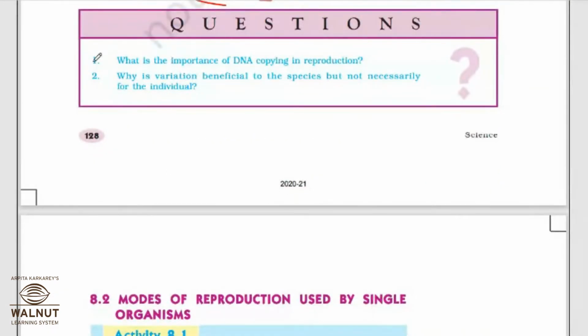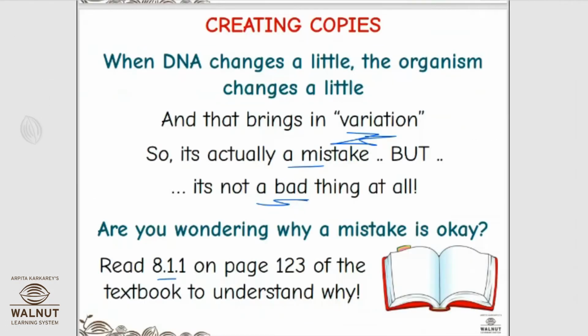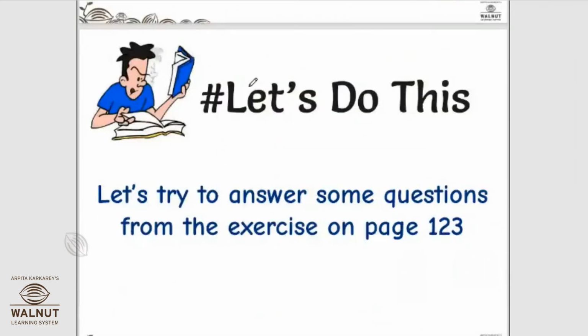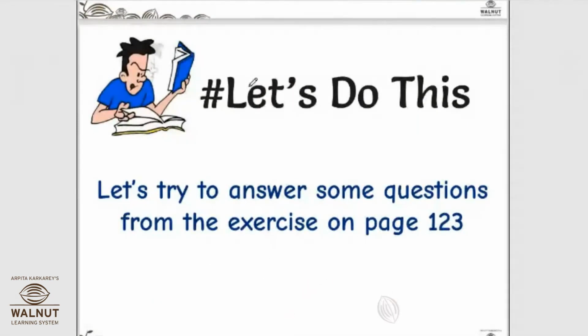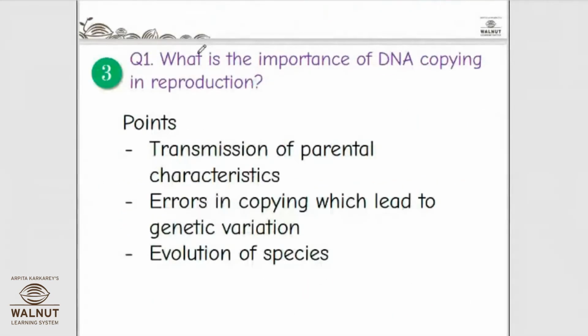Now you can go through these questions also. What is the importance of DNA copying in reproduction, and why is variation beneficial to the species but not necessarily for the individual? We'll see about this question. Please go through this, read this very carefully. Here the answer is given to you. What is the importance of DNA copying in reproduction? Transmission of parental characteristics.